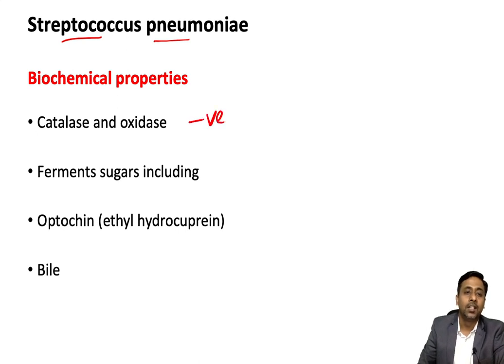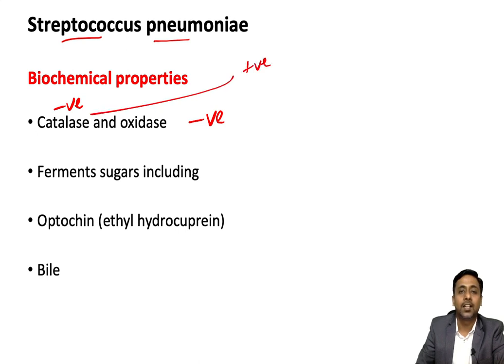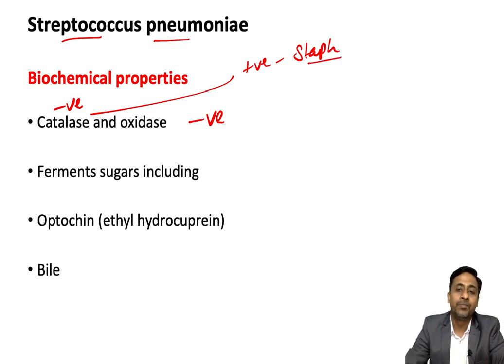Okay, so this is actually a characteristic of Streptococcus, that all Streptococcus are catalase negative and all Staphylococcus are catalase positive. So if you see a gram positive cocci, and if it is mentioned it is catalase positive, that means it is Staphylococcus, and if it is mentioned as catalase negative, then it means it is Streptococcus. Okay, and it is also oxidase negative. A very popular oxidase positive gram negative bacillus is Pseudomonas.